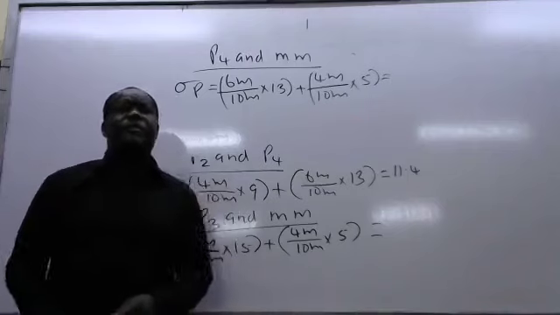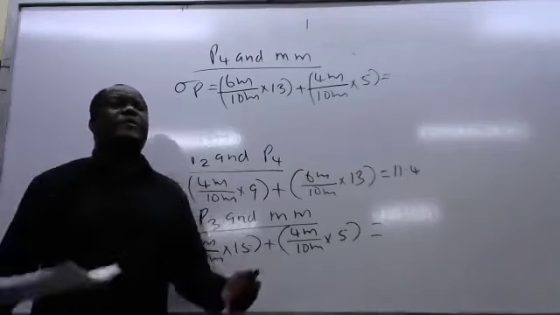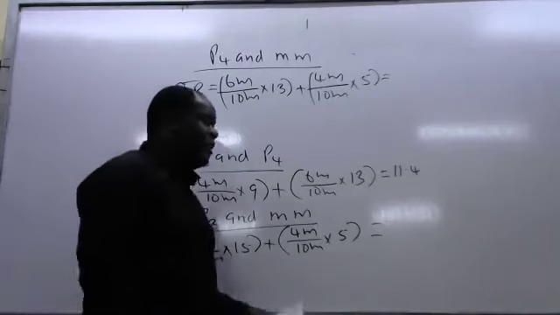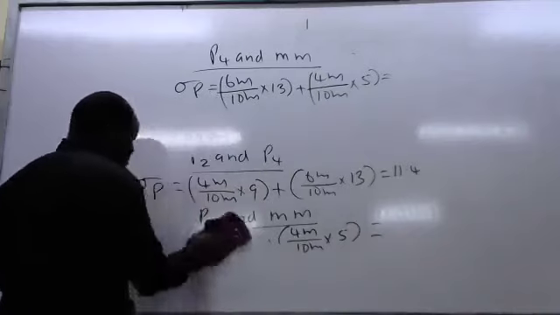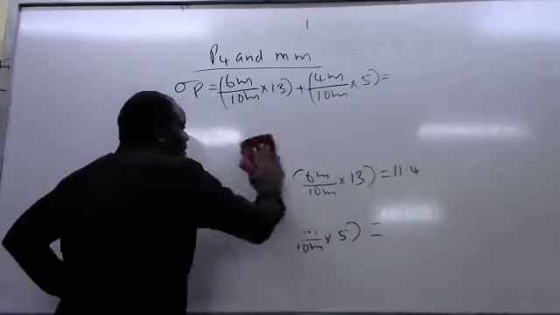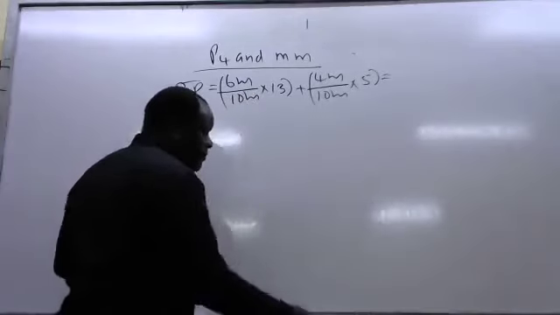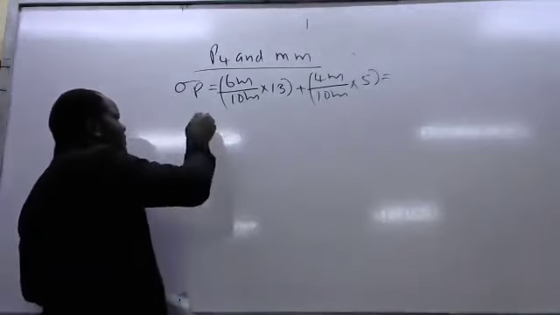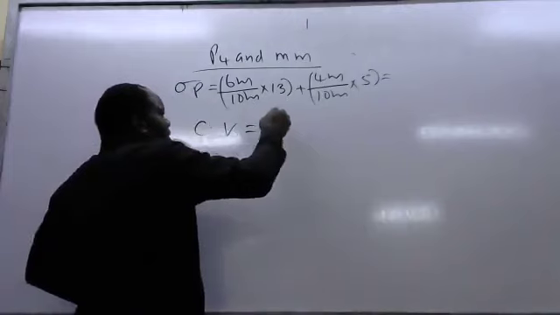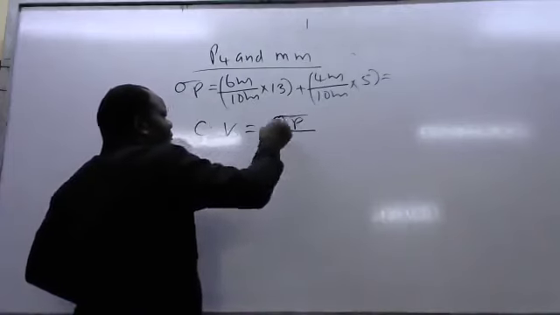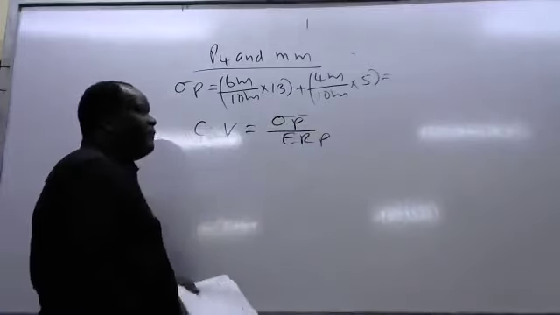Now we get the coefficient of variation. The mean variance is the same as the coefficient of variation. So when it comes to the coefficient of variation, it is supposed to be the standard deviation of the portfolio divided by expected return of the portfolio.